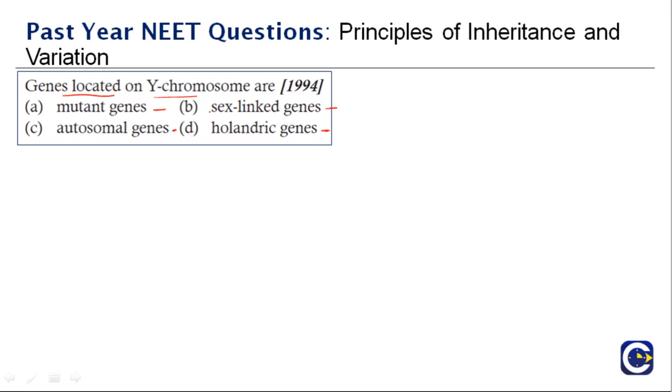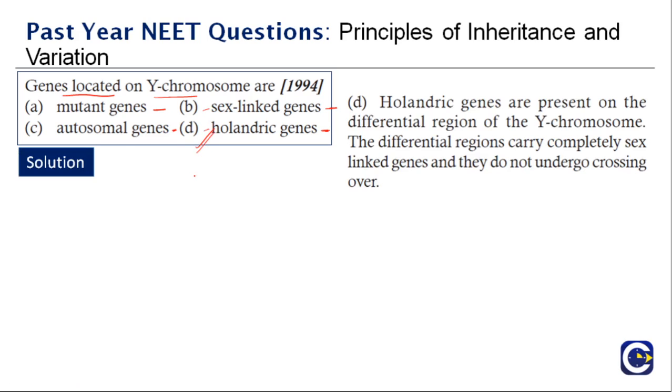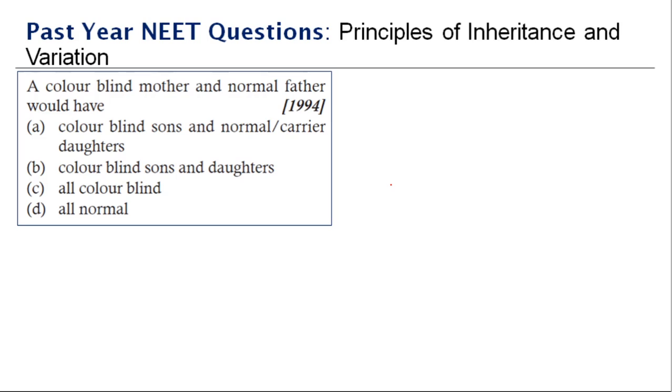So don't get confused between option B and D, because the genes located on Y chromosome are Hollandric genes. So you must remember this. Hollandric genes are present on the differential region of the Y chromosome. The differential region carries completely sex-linked genes and they do not undergo crossing over. So this is very important to remember, that genes located on Y chromosomes are Hollandric genes.